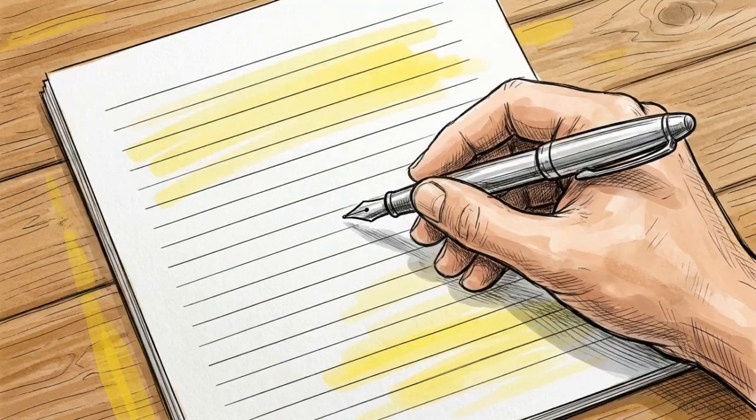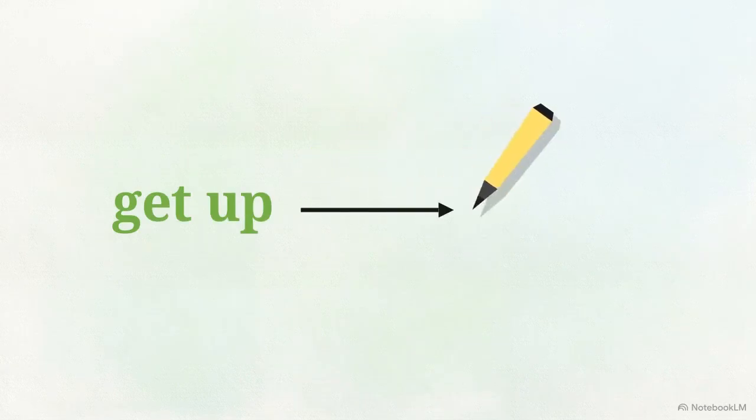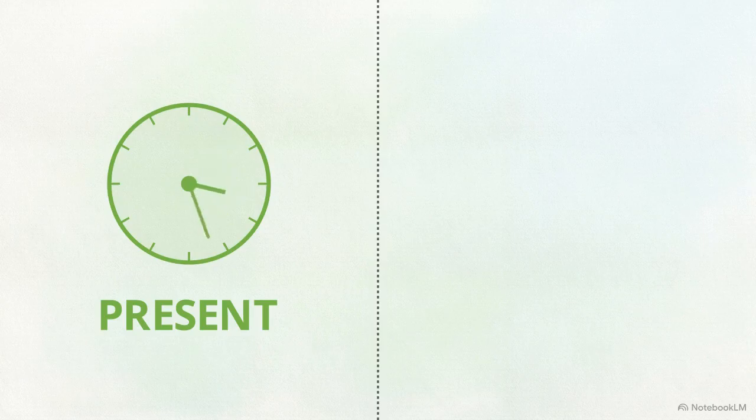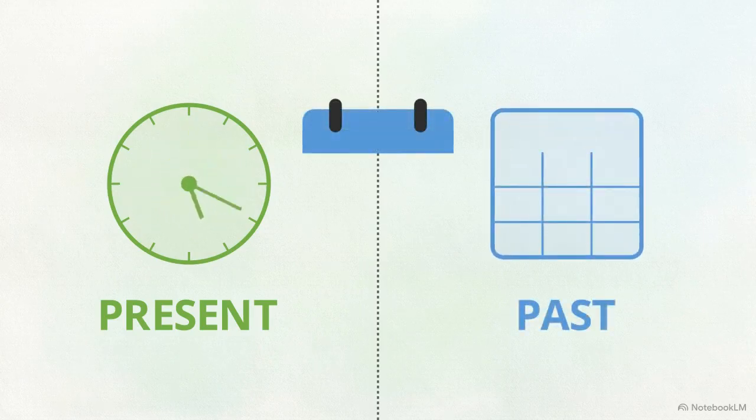Grab a pen and a piece of paper. Writing these verb pairs down physically is the fastest way to commit them to memory. This reference map lays out the exact differences we need to learn. Notice the two symbols at the top. The clock on the left represents the present tense, actions tied to the current time. The calendar on the right represents the past tense, events that belong entirely to yesterday or before.